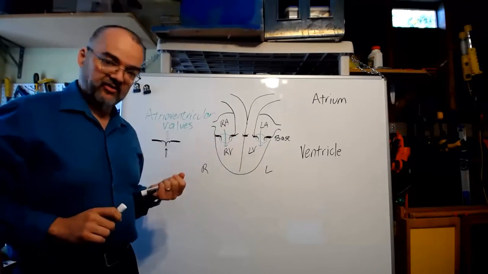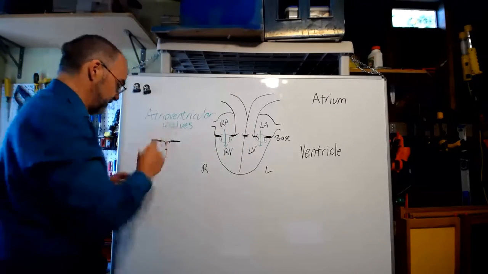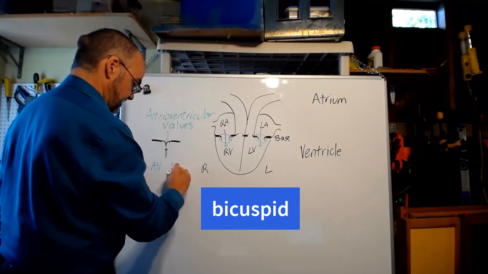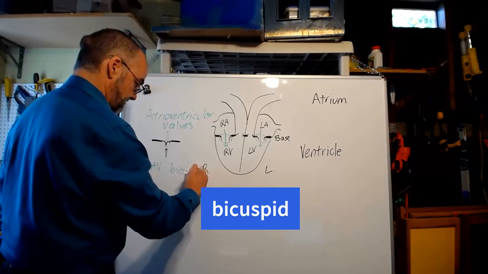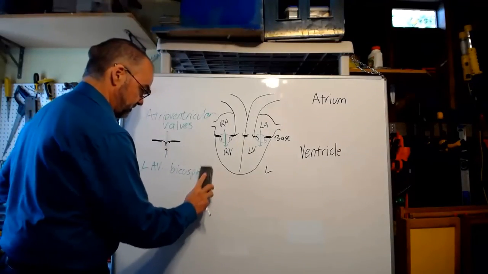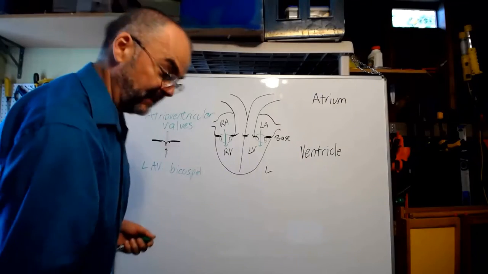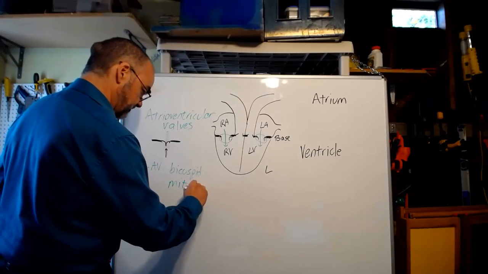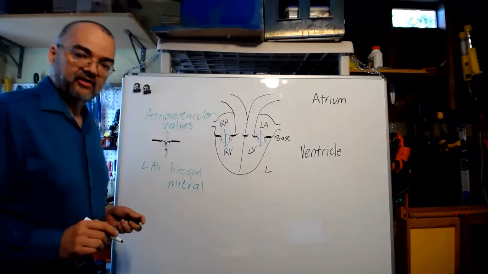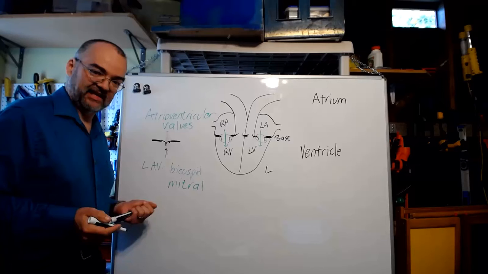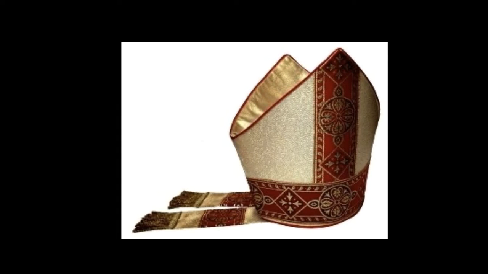However, there are some other names you should be aware of. The left atrioventricular valve is also known as the bicuspid valve because it has two valve flaps, or the mitral valve. It's also the mitral valve because it actually looks a little bit like the mitre cap worn by the Pope and some bishops in the Catholic Church.